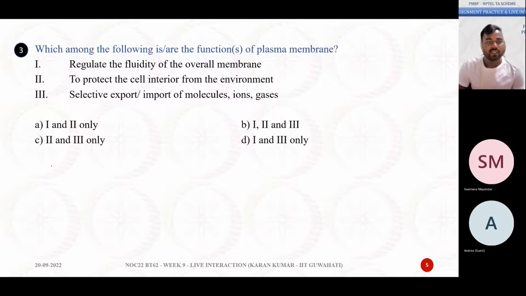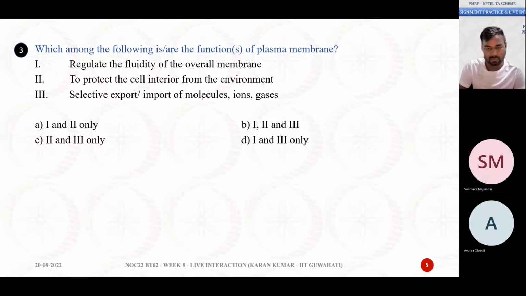Then the next question is, which among the following is or are the function of plasma membrane? Why do most organisms have a plasma membrane, which is a lipid bilayer? Statement one is to regulate the fluidity of the overall membrane. Statement two is to protect the cell interior from the environment. Statement three is selective export and import of molecules, ions and gas. Option A, only 1 and 2 are correct. Option B, 1, 2 and 3 are all correct. Option C, 2 and 3 are correct. Option D, 1 and 2 only are correct.